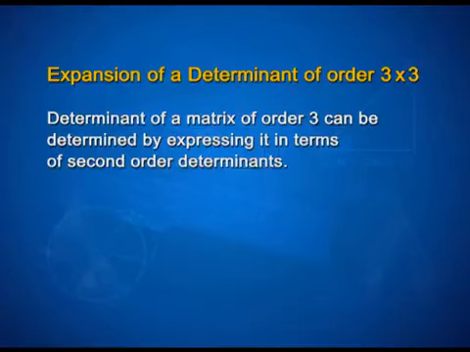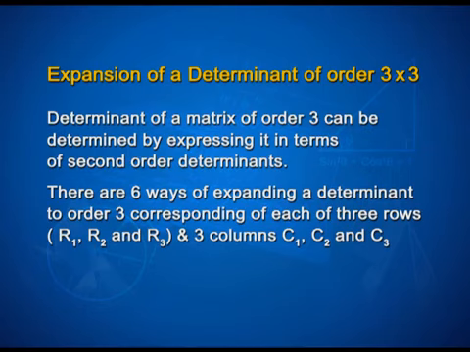Now, let us look at the expansion of a determinant of order 3 by 3. The determinant of a matrix of order 3 can be determined by expressing it in terms of second order determinants. There are 6 ways of expanding a determinant of order 3, corresponding to each of the 3 rows R1, R2 and R3 and 3 columns C1, C2 and C3.